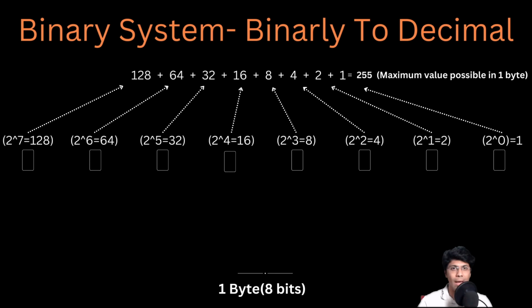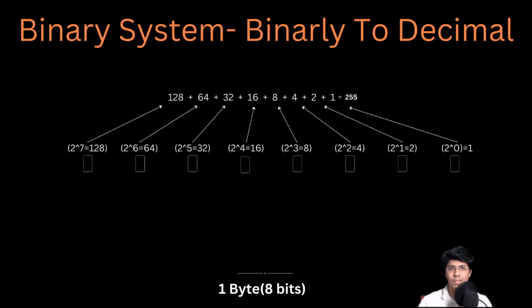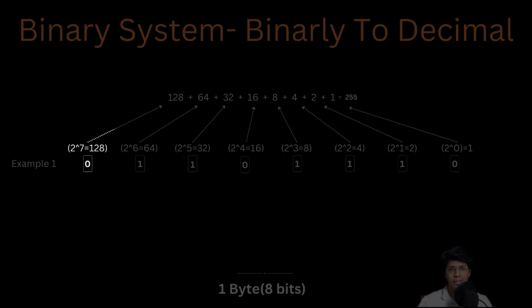So we need to add the powers of 2 in the bits where we have 1 and ignore the bits where we have 0. Then we get the result as an octet value in our decimal number system, which is a human readable number system. Let's see some examples for this. Here we have ones and zeros in each bit of the octet. Let's calculate in the decimal number system.